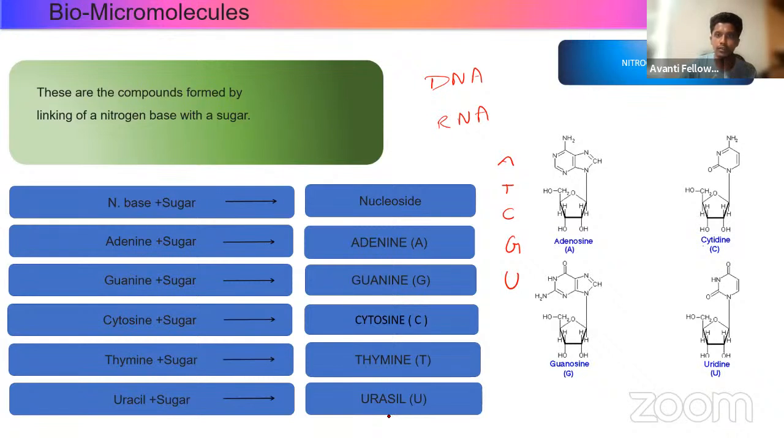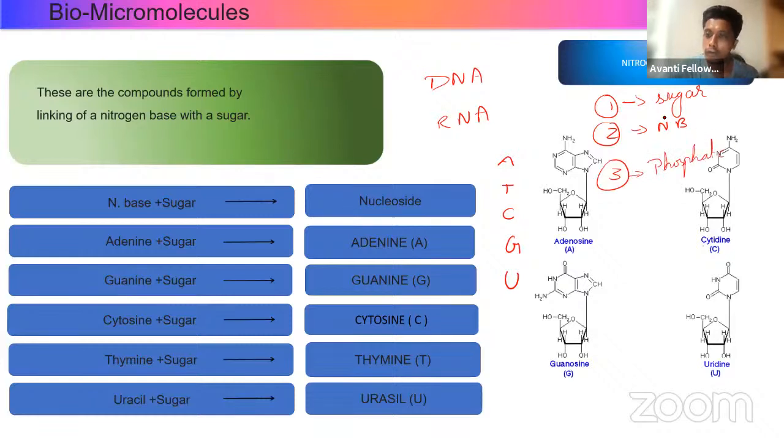When you look at the structure of DNA or RNA, it will contain 3 important components to make one DNA. The first one is sugar, the second one is your nitrogen bases, and the third one is your phosphate group. When sugar plus nitrogen bases plus phosphate combine, then you have a nucleotide.